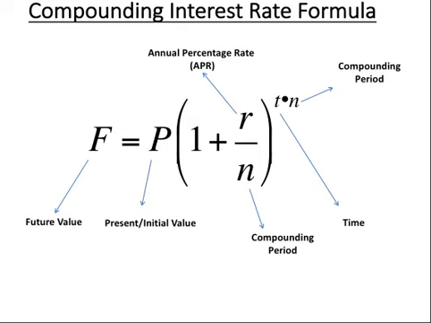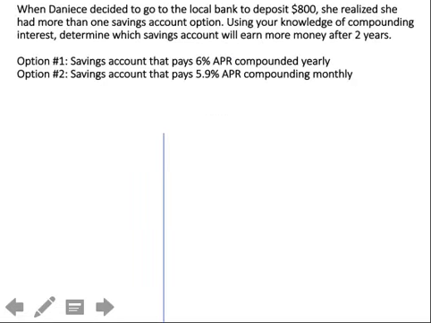Now, how does this play out in a real-life example? Well, using a very similar example to the one we used last time, when Denise decided to go to her local bank to deposit $800, she realized that she actually had more than one savings account option. You don't just show up at the bank and say, here, take my money.